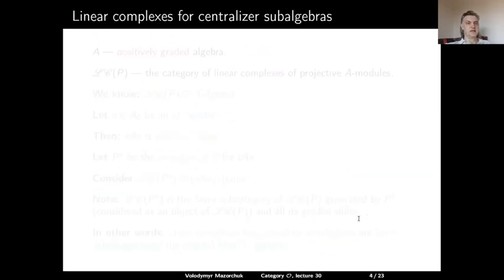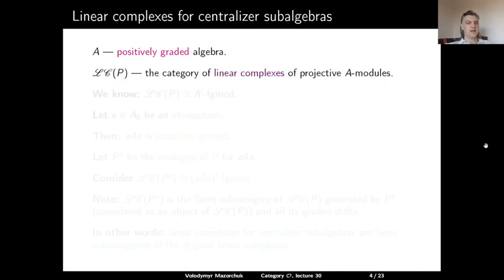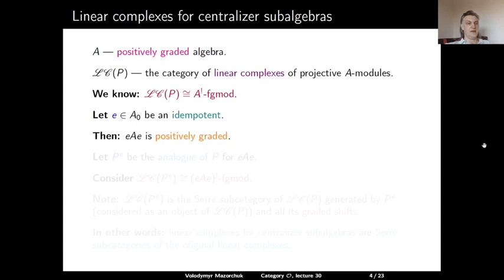Now let us discuss linear complexes of projective modules in connection to centralizer subalgebras. Let A be a positively graded algebra, and LCP the category of linear complexes of projective A-modules. We know that this category is equivalent to A shriek FG-mod. Let e be an idempotent in A0. Then the algebra eAe is naturally positively graded. It inherits the structure from A.